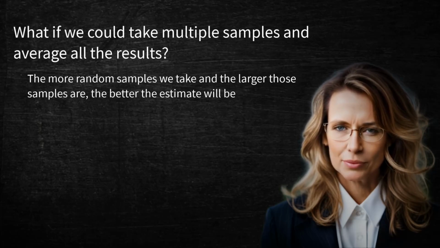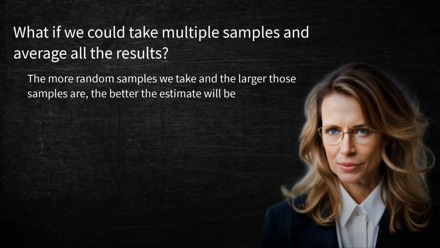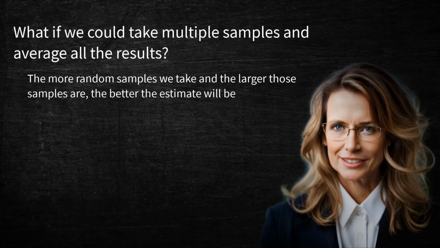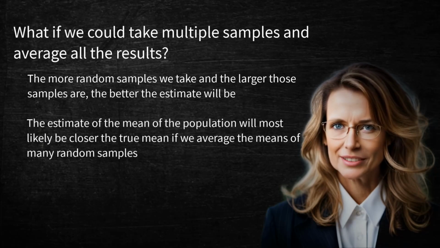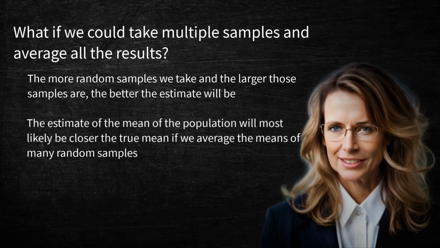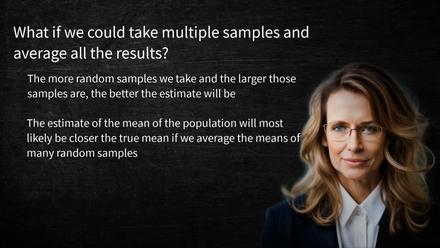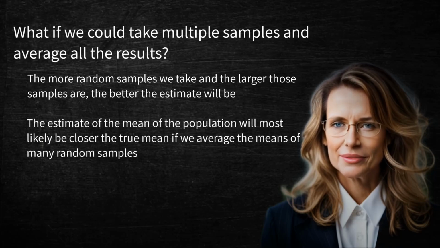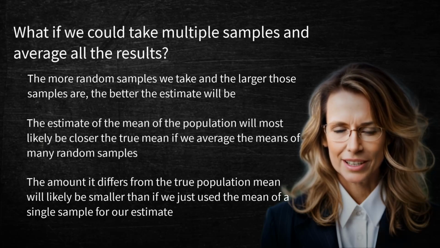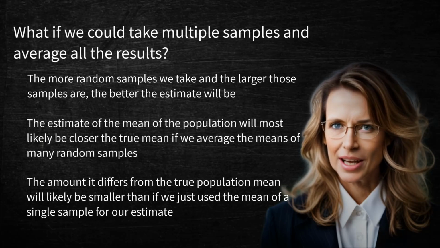In fact, the more random samples we take and the larger those samples are, the better the estimate will be in 2 regards. The first is that the estimate of the mean of the population will most likely be closer to the true mean of the population if we average the means of many random samples. Second, even if the mean that we calculate by averaging the mean of many random samples is not exactly equal to the mean of the population, the amount by which it differs from the true population mean will likely be smaller than if we just use the mean of a single sample for our estimate.